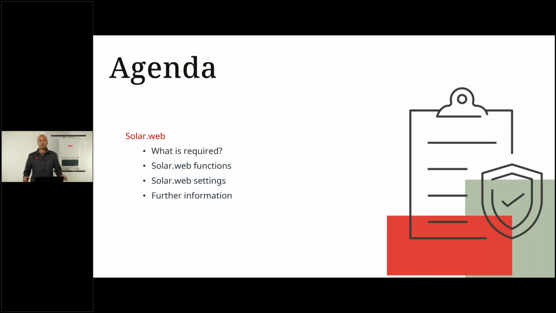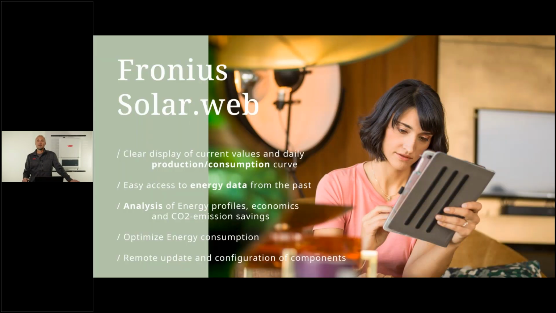So what is Solarweb basically? It is a visualization tool where we offer you the possibility to show everything of your PV system. It is showing the production as well as the consumption curve on a daily, monthly, and yearly basis. You can also access all energy data from the past, so from the history, of course. So every day will be shown as well here on a daily curve and monthly and yearly curve.